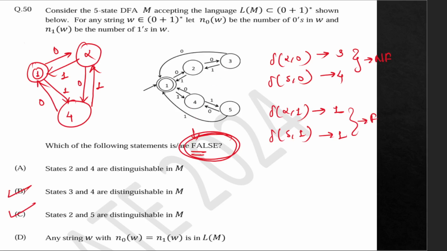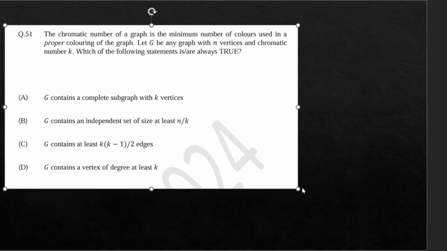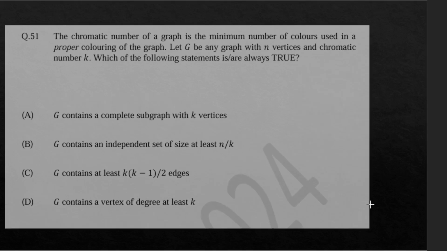Alright, so 0, 0, 1, 1, they are going to get the same one. So I hope this question is absolutely clear. B and C are the correct answer. Let's see now the next one. So solve this question, everyone.